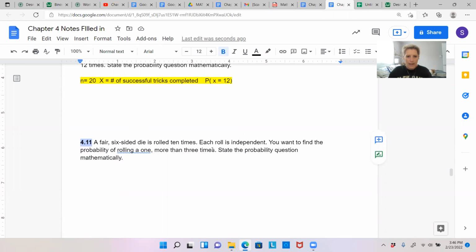We're going to roll it 10 times. Each roll is independent. You want to find the probability of rolling a 1. Let's put the number 1 here. More than 3 times. State the probability question mathematically.